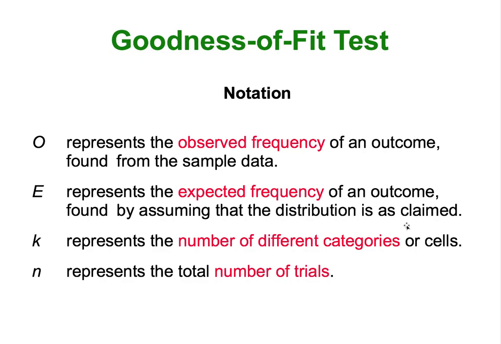Capital O represents the observed frequency of an outcome, and that observed frequency means the frequencies from a new sample. Capital E is the expected frequency, and that's what we expect we should have. The example I used in class was with a grade distribution. I think actually your question on the take-home involves a grade distribution.